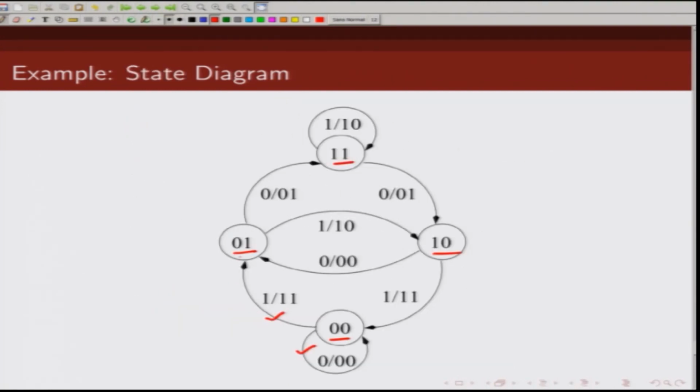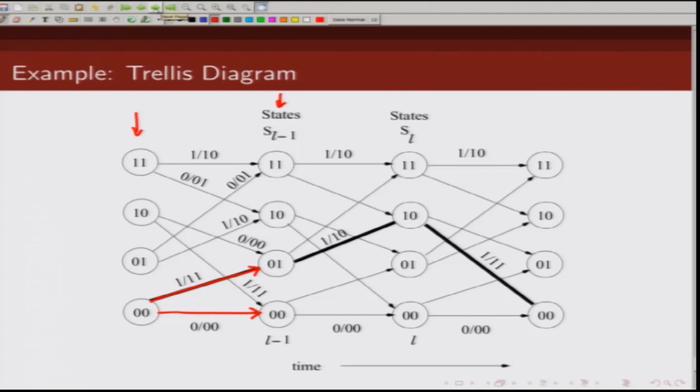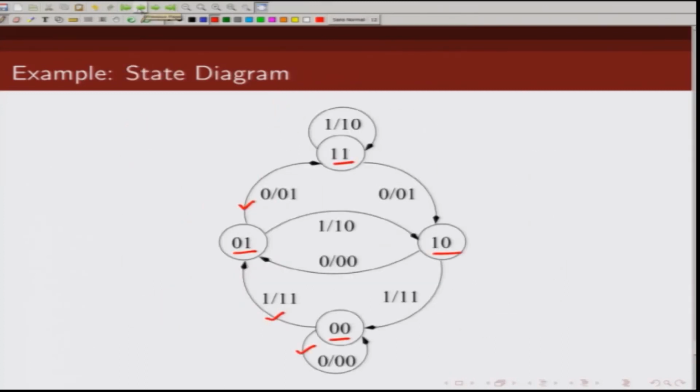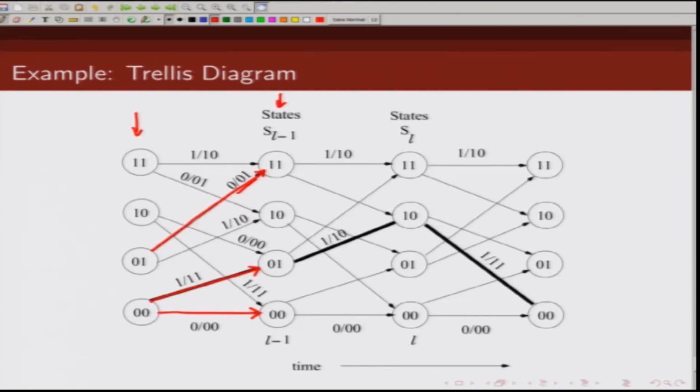Let us say you are in state 0 1 and you receive a 0, then you move to state 1 1 and output is 0 1. You are in state 0 1, you receive a 0, you move to state 1 1, the output is 0 1. Similarly, when you are in state 0 1 and you get a 1, you move to state 1 0 and the output is 1 0.